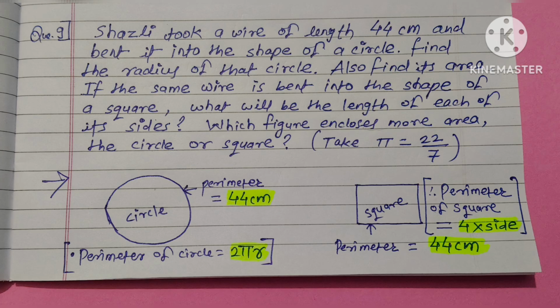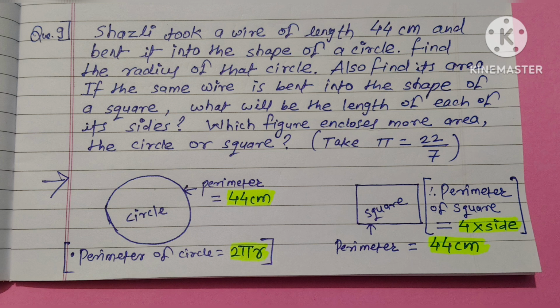And we have the formula, perimeter of the circle is equal to 2 pi r, wherein we know the pi value. We are going to take 22/7 as it's given in the question, and the perimeter of the circle is nothing but the length of the wire, that is 44 centimeter. So using this method we can calculate the radius, which is an unknown variable here, and rest all values we already have.